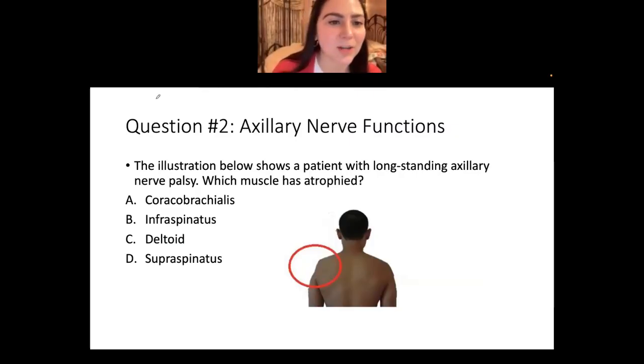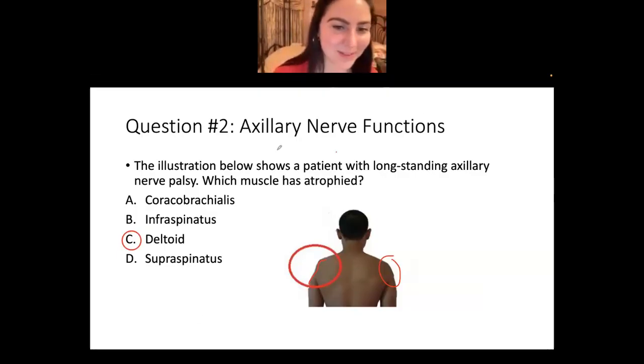Okay, and then axillary nerve function. The illustration below shows a patient with long-standing axillary nerve palsy. Which muscle has atrophied? So they show you this image. And it looks like there's this muscle here that looks nice and firm on the right side, but over here it's super flat. So they ask what nerve is this? And this is going to be the deltoid, if we couldn't get that.